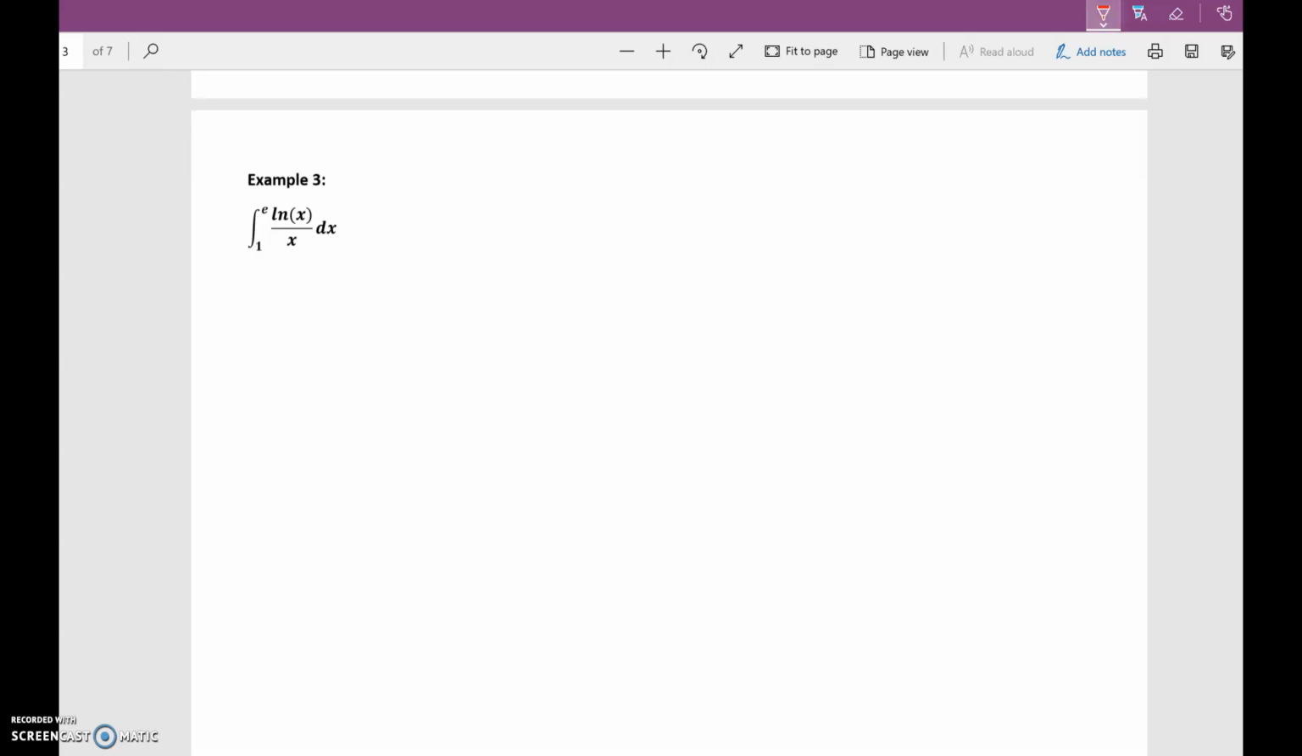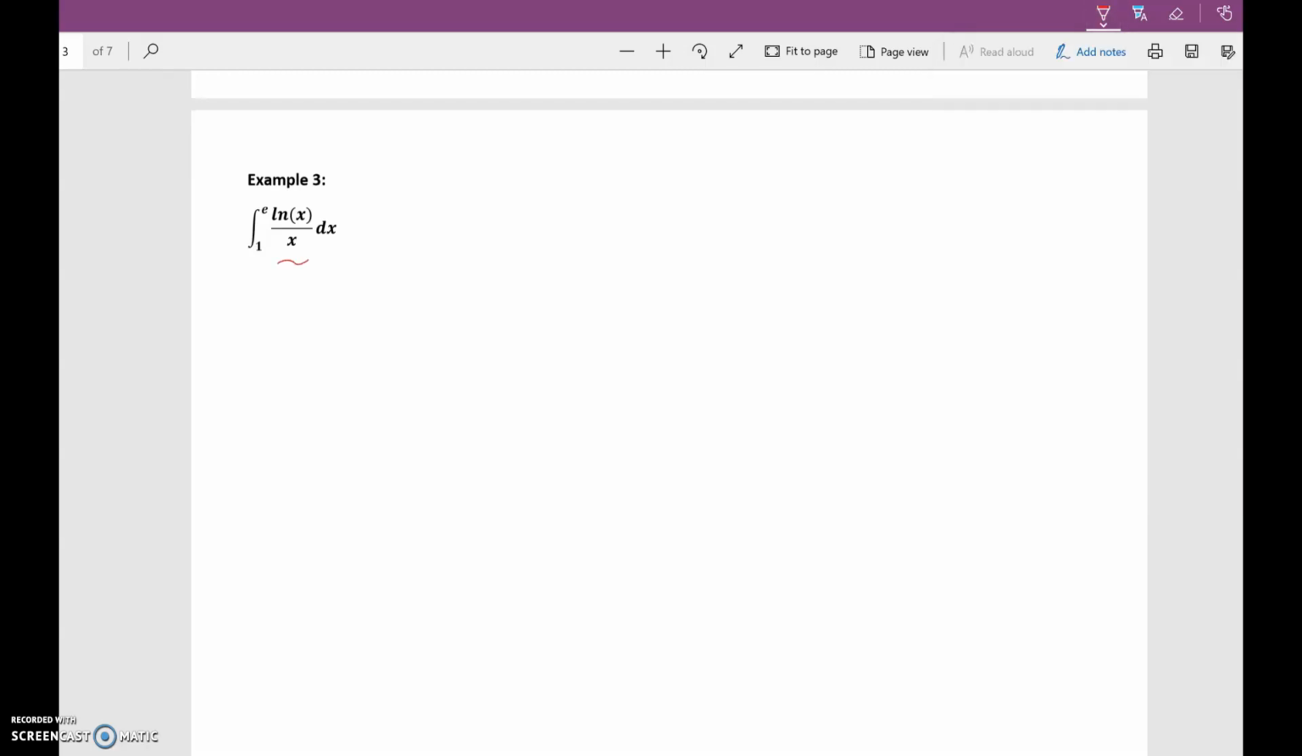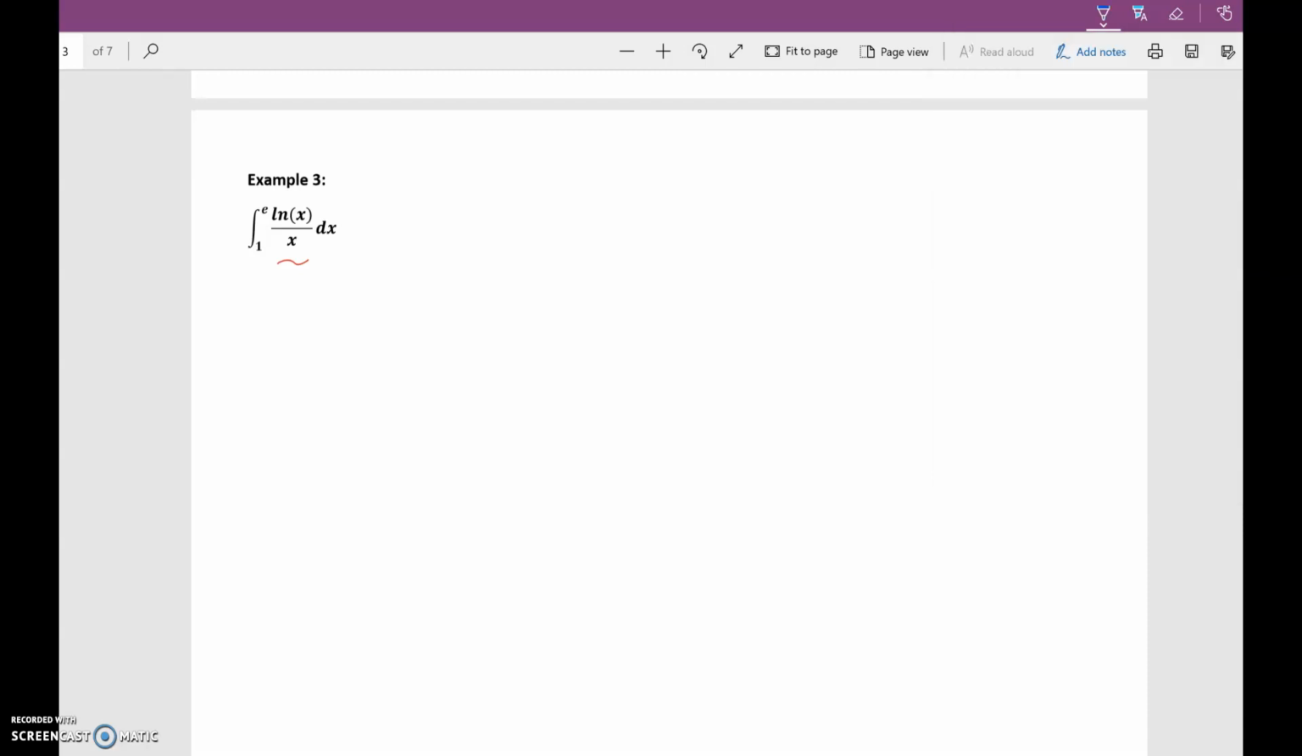Hi class, let's take a look at this example. So this one is a little bit more messy, and this is what we're looking at. So we can start with the following.